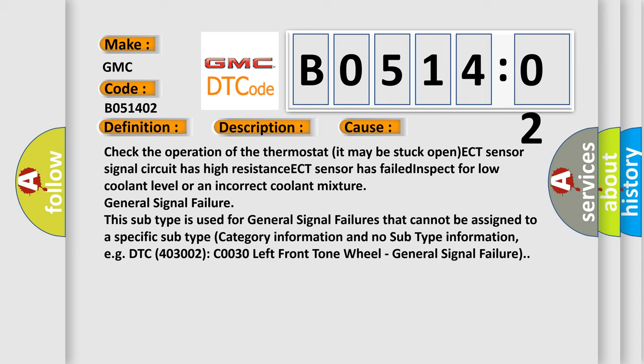General signal failure. This subtype is used for general signal failures that cannot be assigned to a specific subtype category, with no subtype information, e.g. DTC 403002 C0030 left front tone wheel, general signal failure.